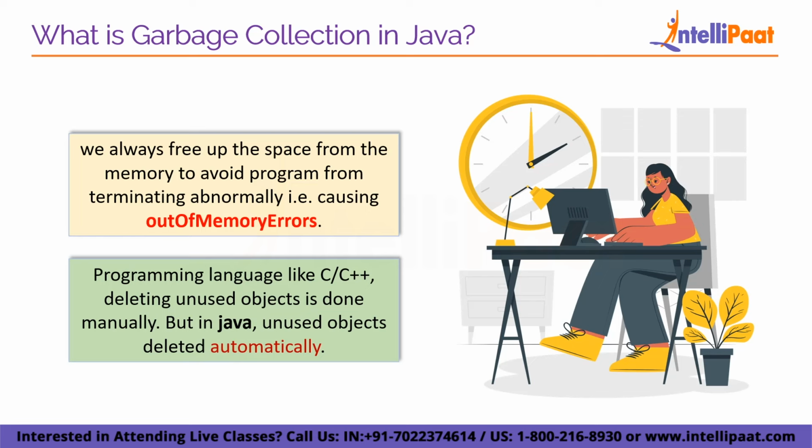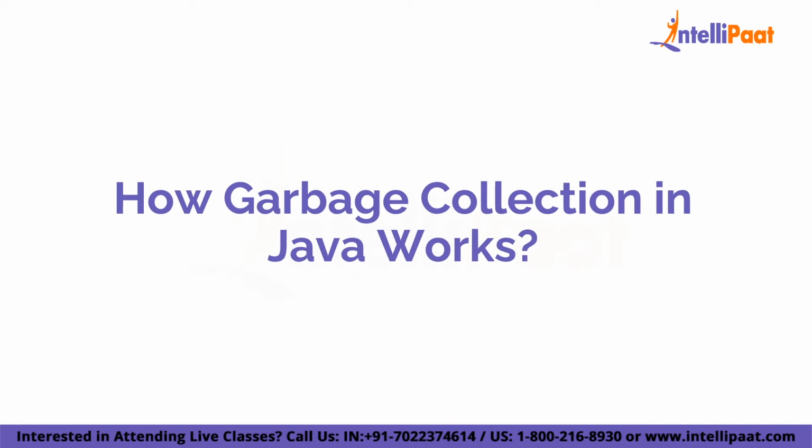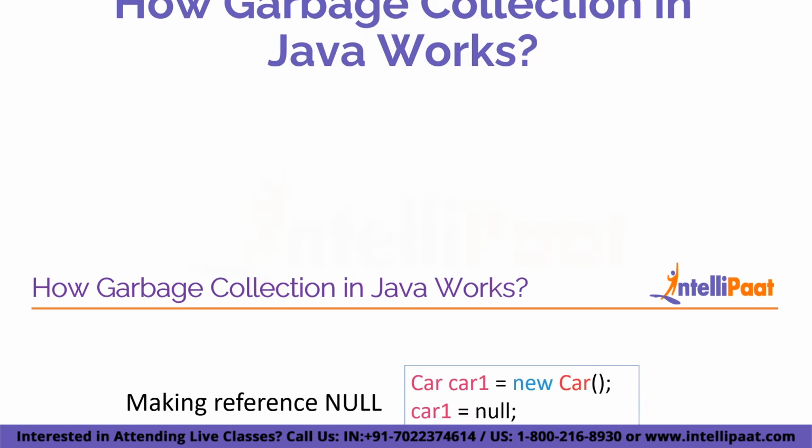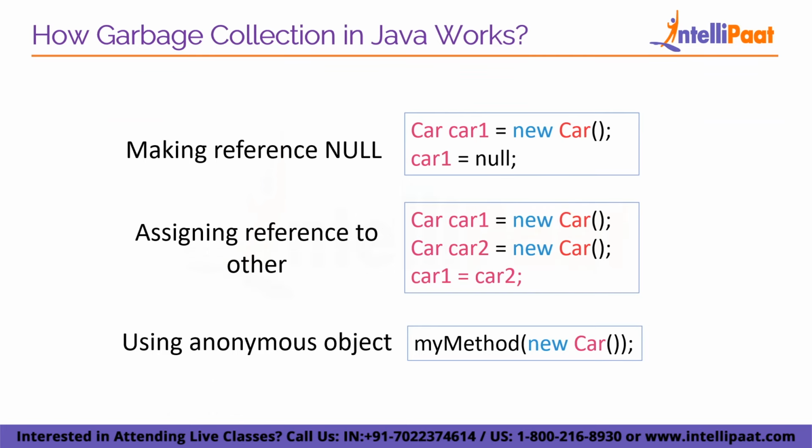I hope now you guys are clear with this. Now moving forward, we will look into how garbage collection works. See, there are various methods of garbage collection such as making a reference null, assigning a reference to another, and using an anonymous object. So here we can see that we have declared an object, car1, and we are assigning car1 to null. So this is making the reference null.